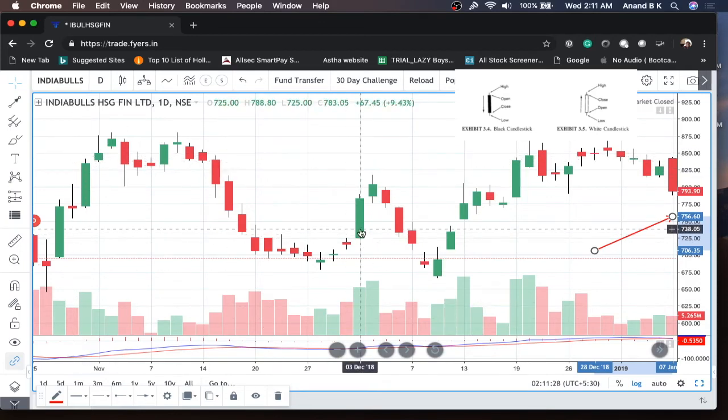Similar to how you don't see a wick here because it opened at 725 and the low is also 725. It did not make a low after it opened and it continued to move up. It made a high, but while closing it slightly came down and closed at around 783.05 instead of closing at 788.80. Okay, so this is nothing but a candlestick with shadows or wicks. There are different words used. Some people call them wicks and some people call them shadows. So this is a candlestick and a green candle represents the price moving up.